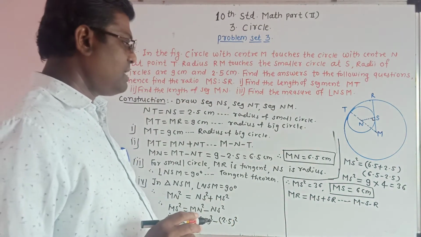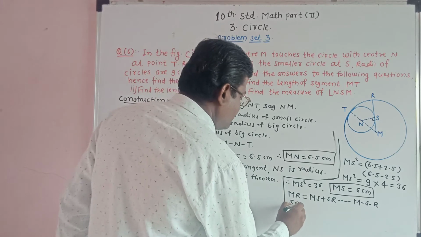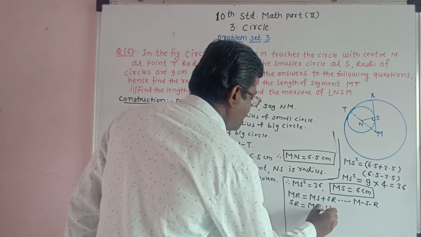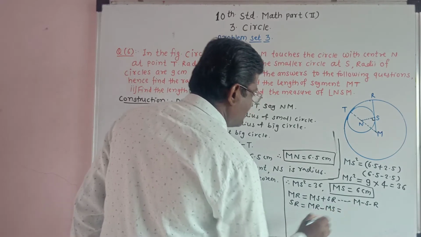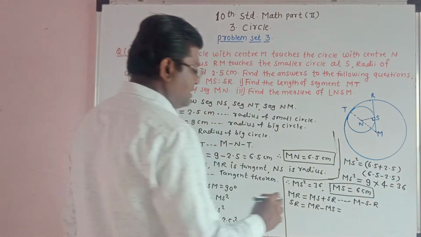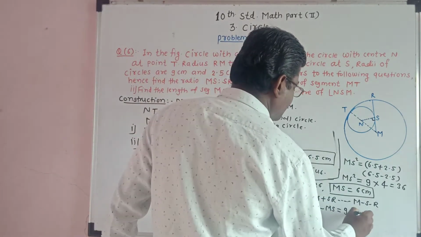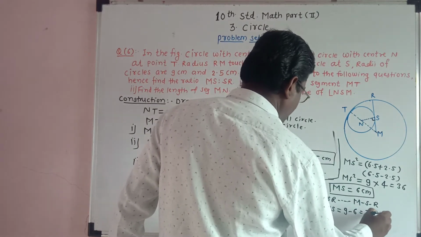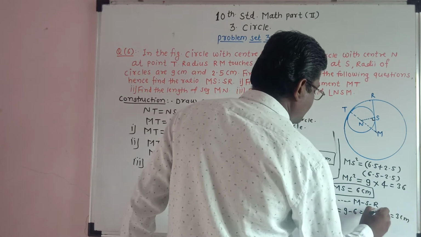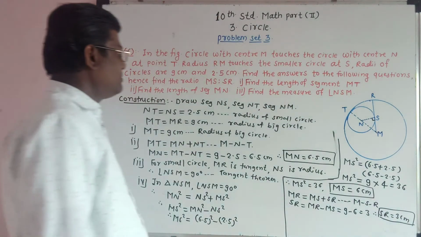MR is equal to MS plus SR. So we have to find SR. SR is equal to MR minus MS. MR is a radius, it is 9 centimeter, and minus MS is 6, which is equal to 3. Therefore SR is equal to 3 centimeter. We get SR is equal to 3 centimeter.